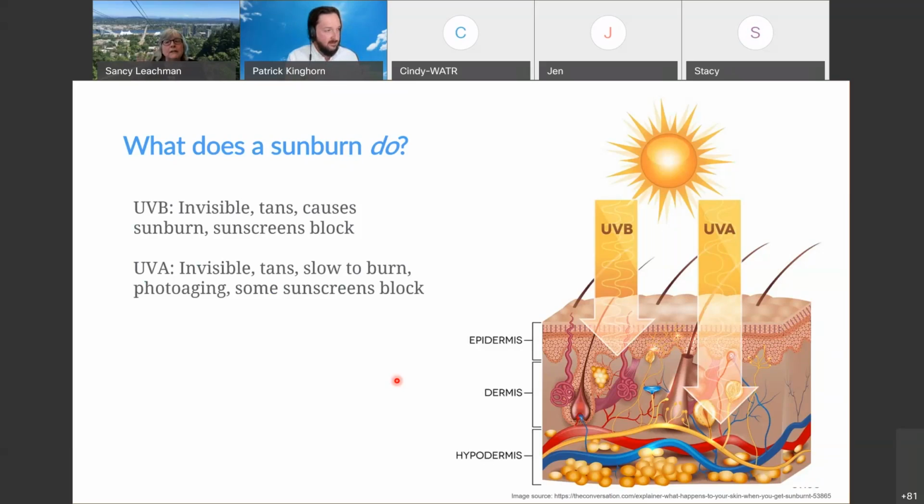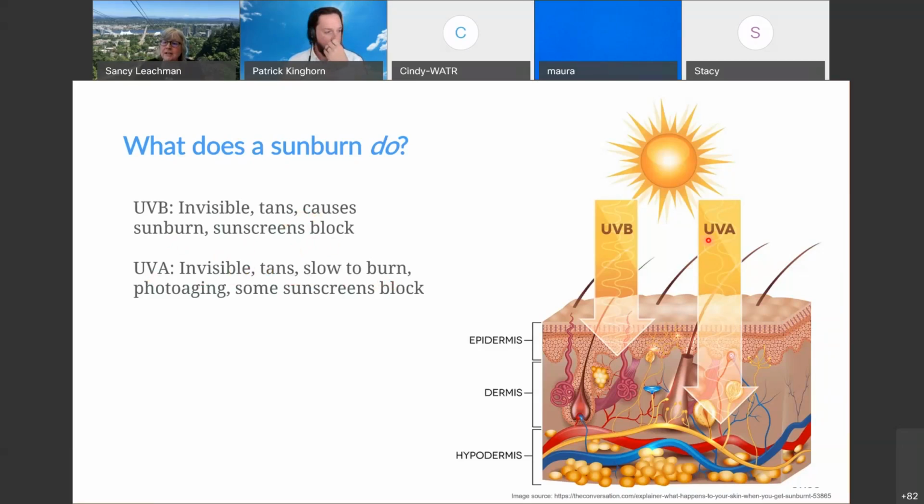The only clue you have is that with UVB, it can cause a sunburn after you've been in it for a while. Sunscreens block it, right? It's invisible, it tans, it causes sunburn, and sunscreens block it. UVA is different. It's also invisible. It can tan you, but it takes a lot longer. It's a lot slower to burn you, right?